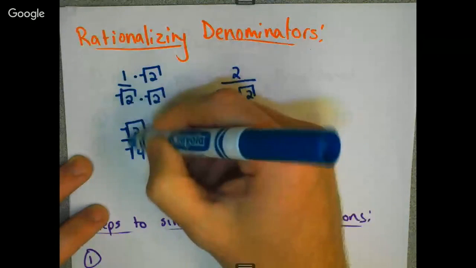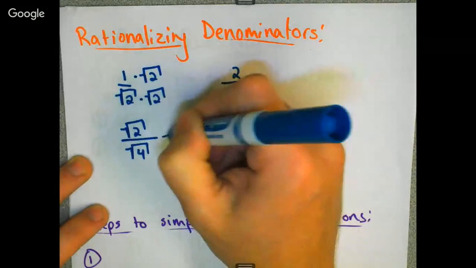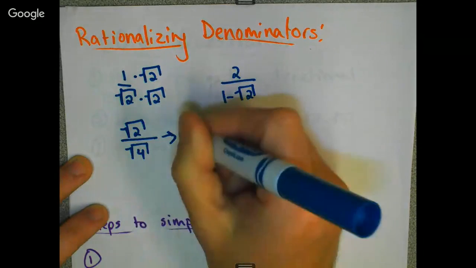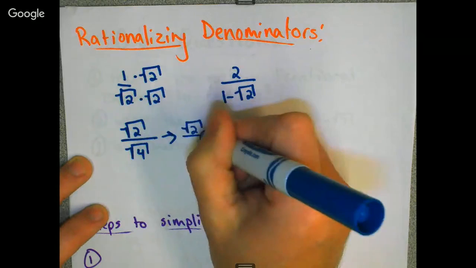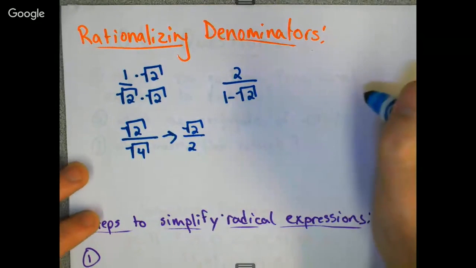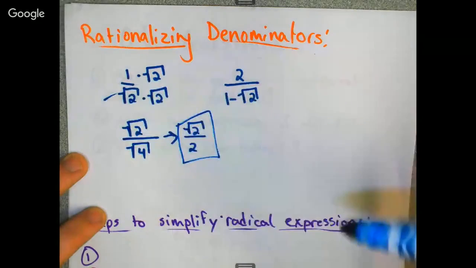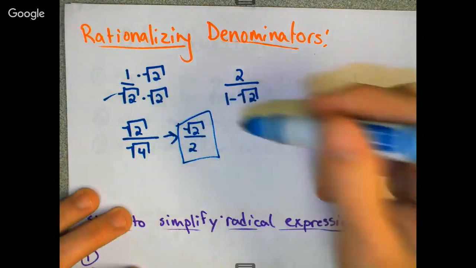Now, the radicals don't just cancel each other out. In turn, we have the square root of 4, which we know is 2. So we have radical 2 over 2. Now, my whole goal was to get the radical off the bottom and into the top, which I have.